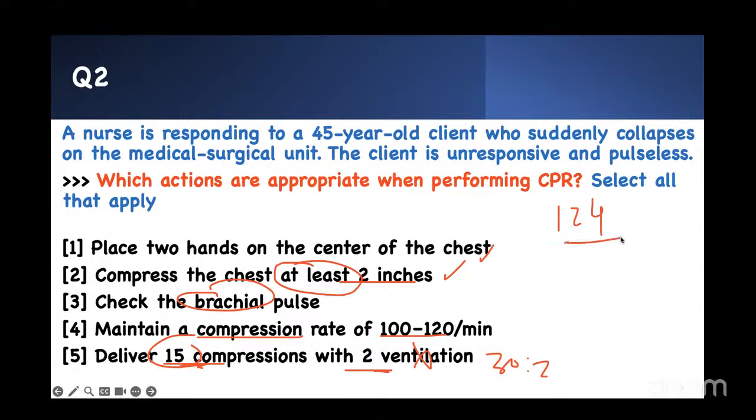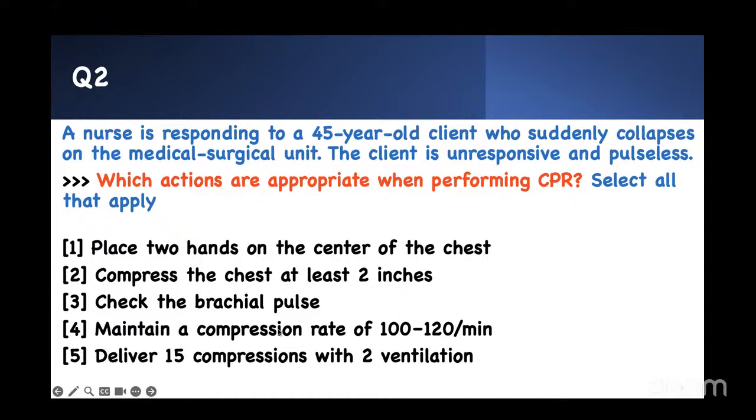Like I said, I'm trying to emphasize this because it's very, very important. You're not going to get this as select or apply unless they give you a prioritization question. That is very, very key.